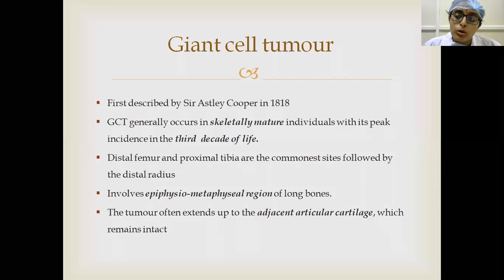And then one of the most important tumors, usually asked as either a 4 marks question or sometimes even as an essay question, is giant cell tumor. Giant cell tumor is seen in skeletally mature individuals, and its peak incidence is in the third decade of life, most commonly seen in females. The distal femur and proximal tibia are the commonest sites involved, followed by the distal radius.